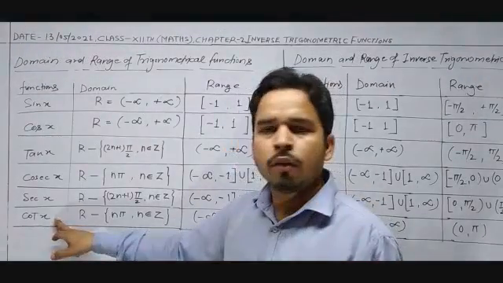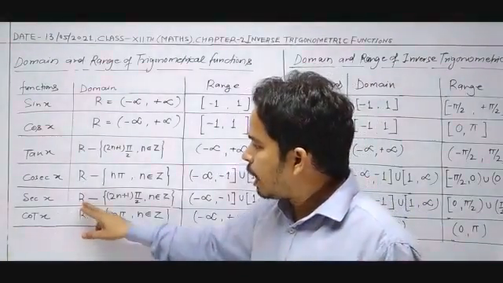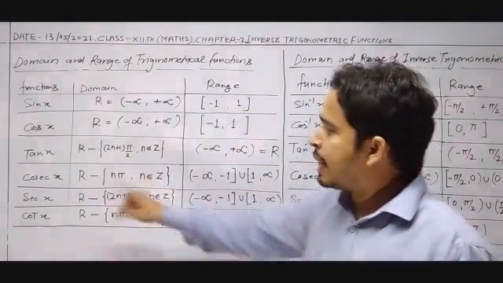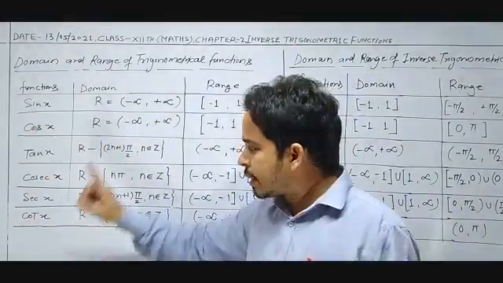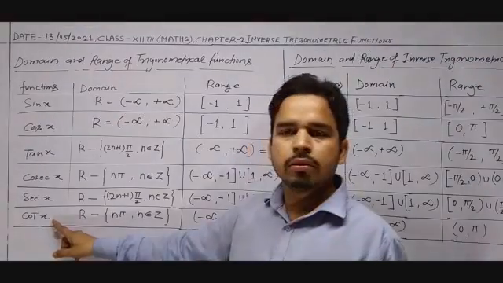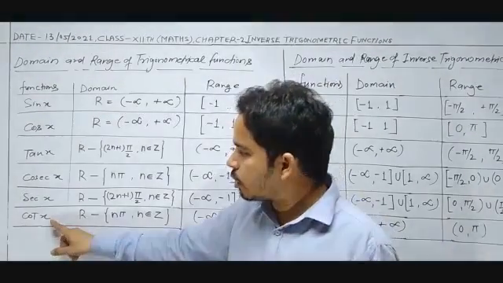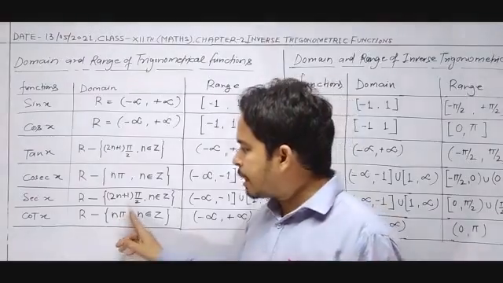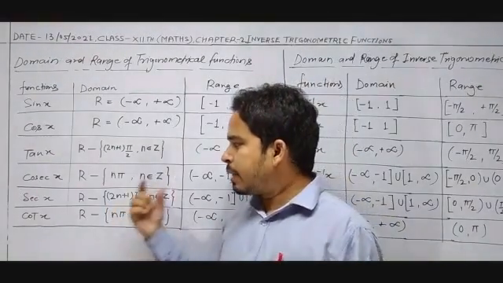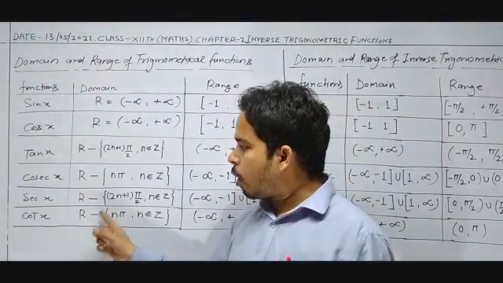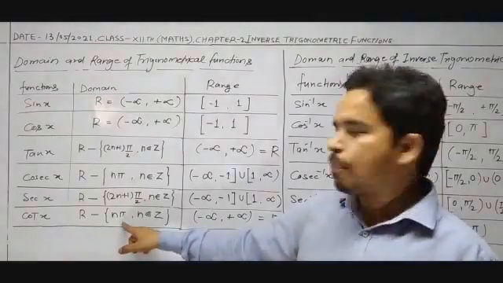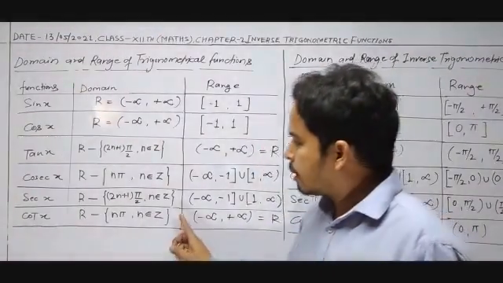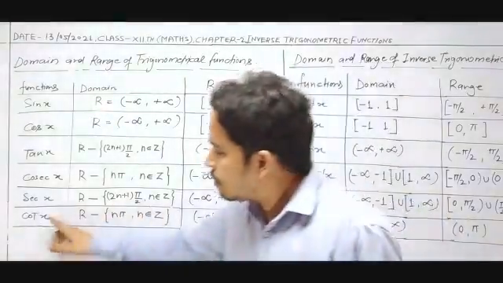Now say the domain of cot x. What is the domain of cot x? See, the set of all real numbers. At which points is cot x not defined? You know tan 90 value is infinity and tan 0 value is 0. So cot 0 will be not defined. So multiples of pi are the numbers at which cot x is not defined. So the domain of cot x is the set of all real numbers excluding multiples of pi, such that n belongs to integers.